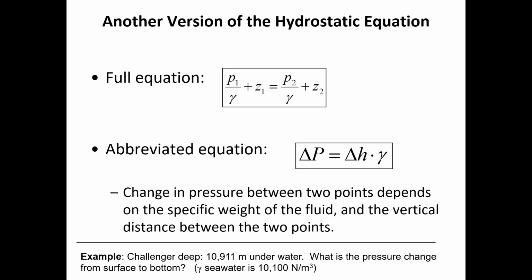Now let's neglect the fact that actually the seawater compresses itself a little bit at that depth. So the true pressure may be a little bit greater than what we're going to calculate by assuming that the density is uniform. But the unit weight of seawater is greater than fresh water because it's got salt dissolved in it. The unit weight of seawater is 10,100 newtons per meter cubed. So apply that abbreviated hydrostatic equation and find what's the pressure at Challenger Deep.